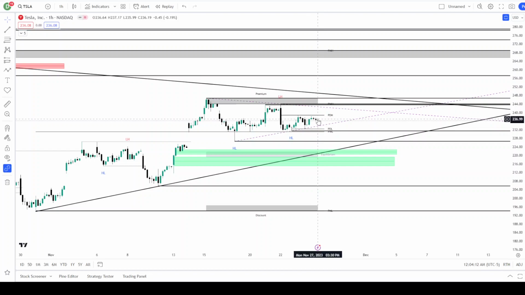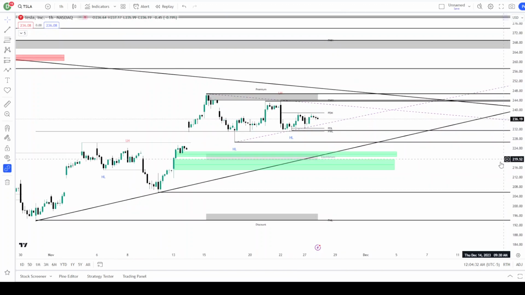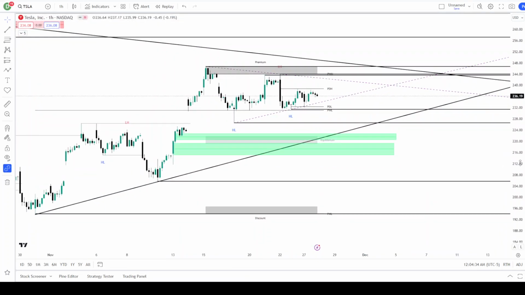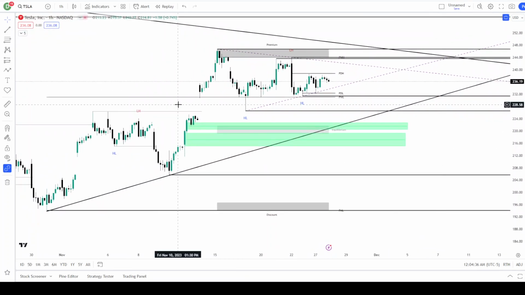So tomorrow what we're looking for is a manipulation move. Do we get that quick strike down here in the 220s, steal some liquidity, and then run up from there? Or do we see a manipulation move that runs up, strikes these equal highs, takes some buy-side liquidity, and then see the distribution to the downside following that manipulation? So again, the things we're going to be watching are the manipulation and then the distribution following.